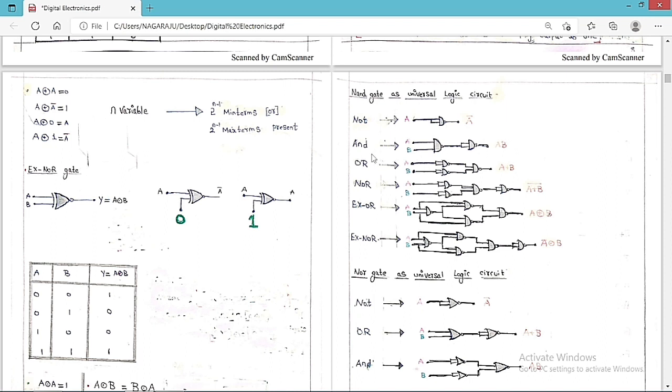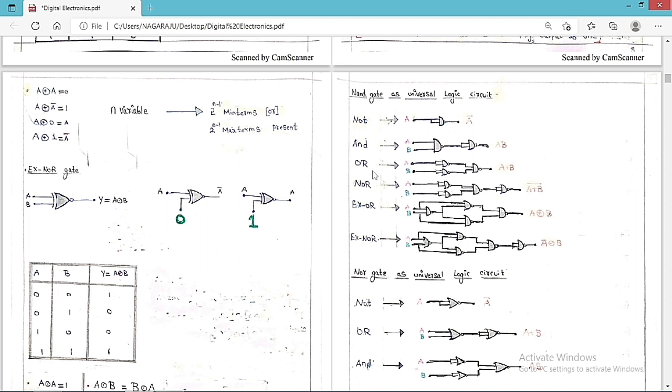Similarly, for the AND gate, I already told you that the NAND gate is a combination of AND and NOT. So if you want to remove this NOT, just keep another NOT gate here, which in terms of NAND gates looks like this. Here AB whole bar, again complemented, is equal to AB. So we require two NAND gates to represent the AND gate, and one NAND gate to represent the NOT gate.